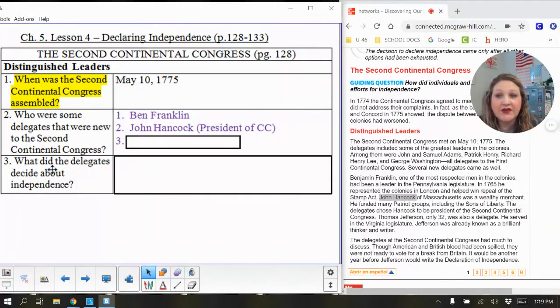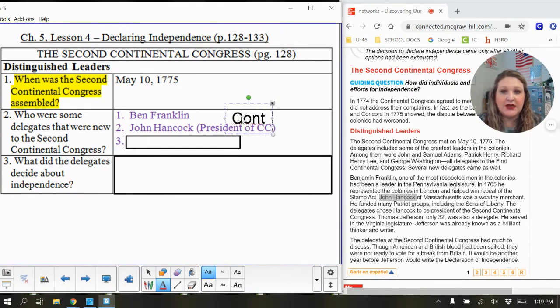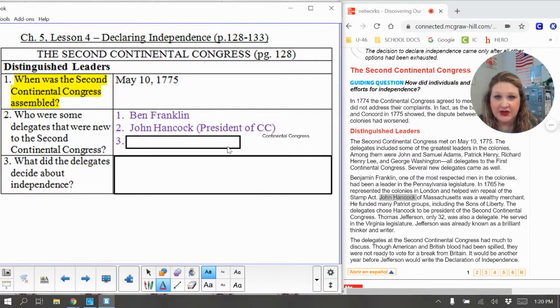So CC I did for Continental Congress, okay? I will go ahead and put a little note in here that means Continental Congress. And as I usually tell you, if you will remember that that's what that means, then you can just put in CC. But if you're not sure what that is, or later on, if you go back to look at your notes and you are clueless about what CC means, then make sure that you put in Continental Congress, okay?